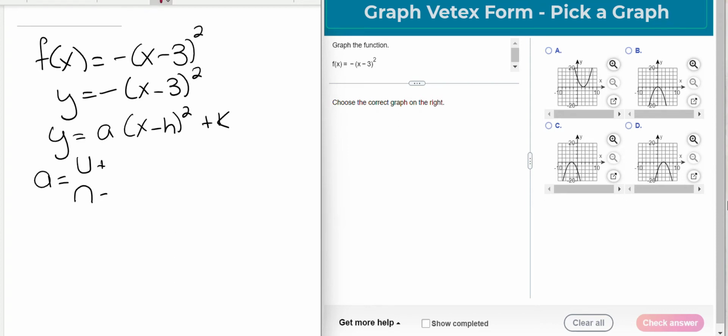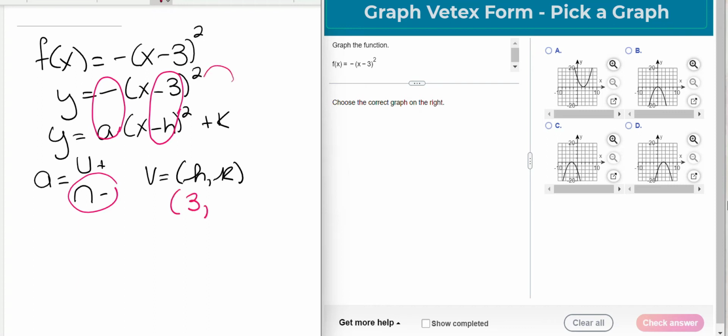So let's look at ours. Our a is a negative. The first thing we know is that we're looking for a sad face. The next thing we're going to figure out is our vertex. Now the vertex is (h, k). Now I'm going to circle my h. Remember, it's the opposite of what we see. So my h is going to be 3. And my k, well, we don't have any there. So that's a 0. And that is my vertex.